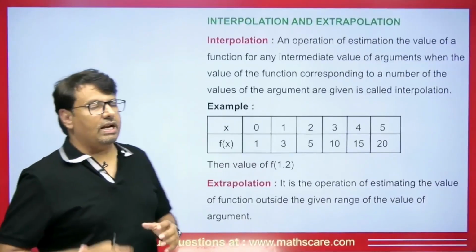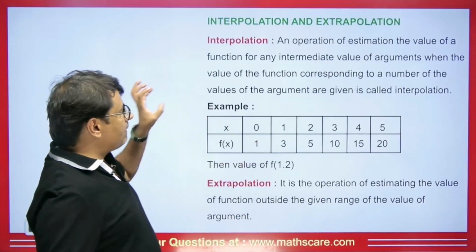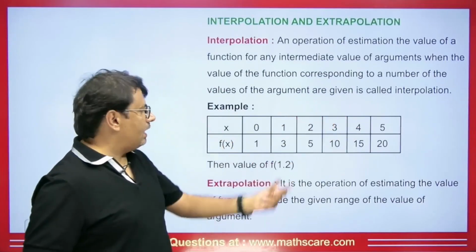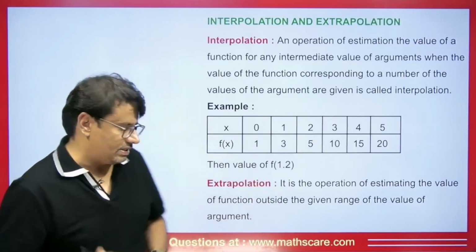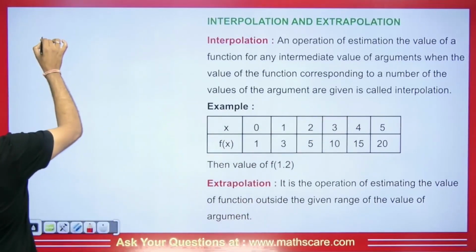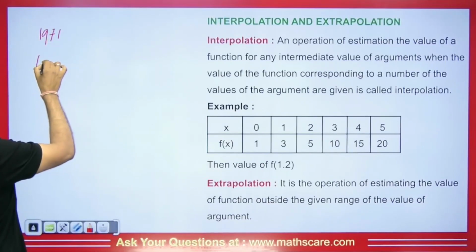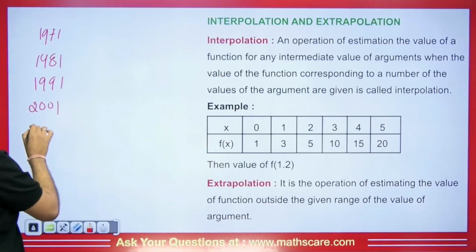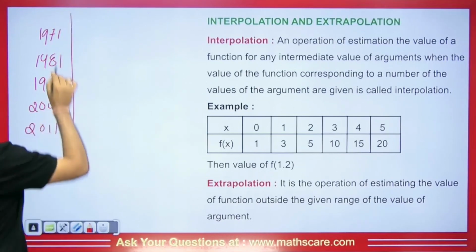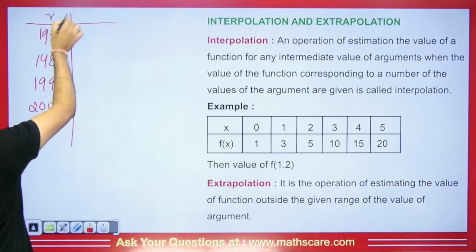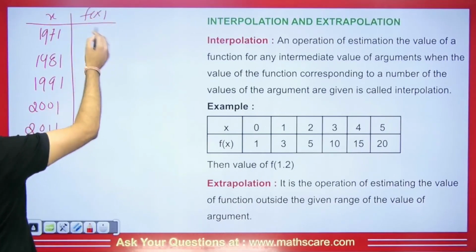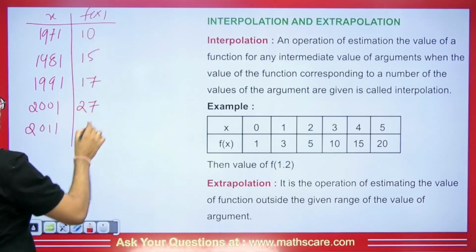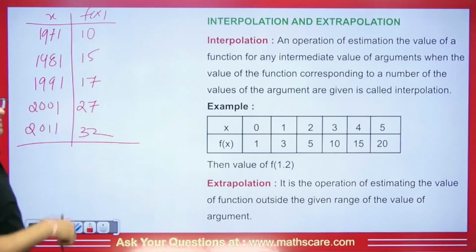So we will talk about the difference between interpolation and extrapolation. See, if we are given any data, such as x is given and its corresponding f(x) is given, and any value is asked to be extracted from between them. For example, suppose we have the 1971 population, 1981, 1991, 2001, and 2011 population given to you. Suppose a particular city has a population of 10 lakh, 15 lakh, 17 lakh, 27 lakh, and 32 lakh. Suppose we have the population in lakhs.